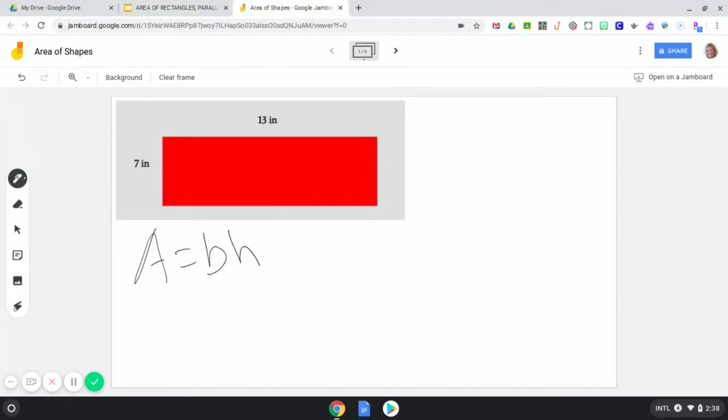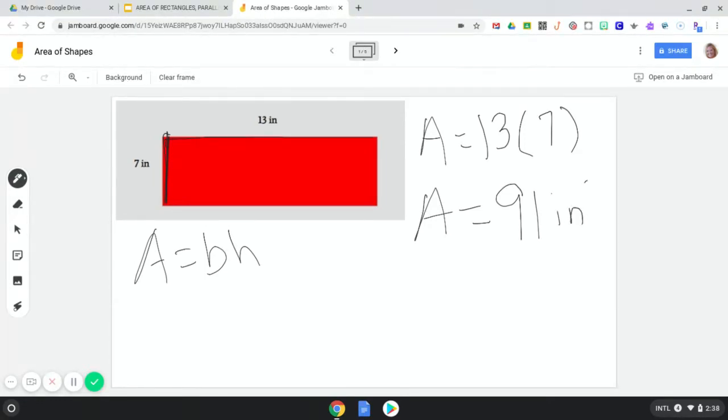So I'm going to go ahead and work this out. My base is this 13 inches because that's really what the rectangle is sitting on. And then I'm going to multiply that by my height, which is 7. So when I do 13 times 7, I get 91. So it's going to be 91 inches squared.